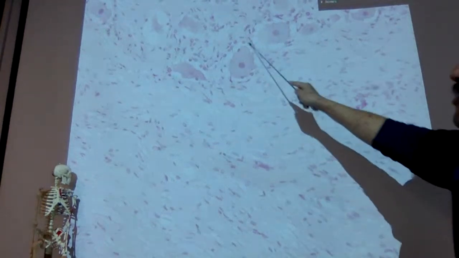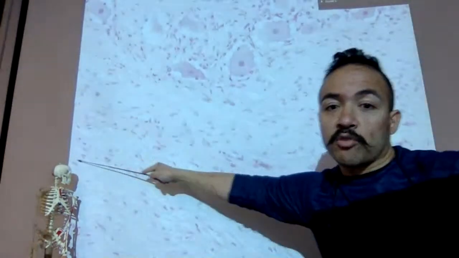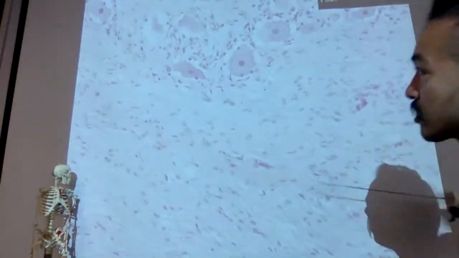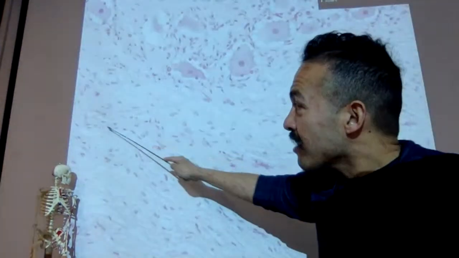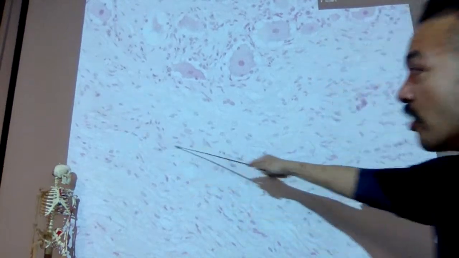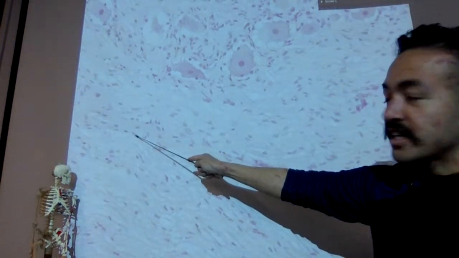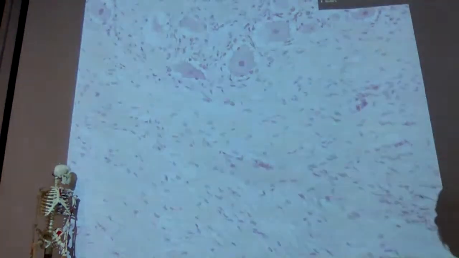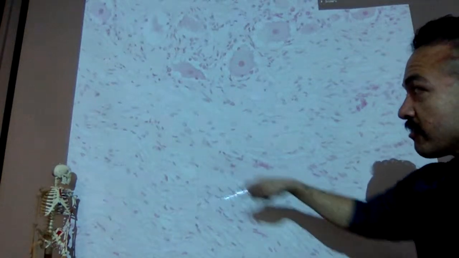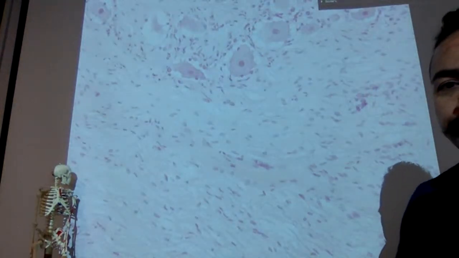So here's the cell body of a pseudo-unipolar neuron. Its cell body's off to the side. Its axons are running along here. We have a longitudinal cut here. We have nuclei running along these axons. Can someone tell me what kind of glial cell is running along the axon of this pseudo-unipolar sensory neuron?